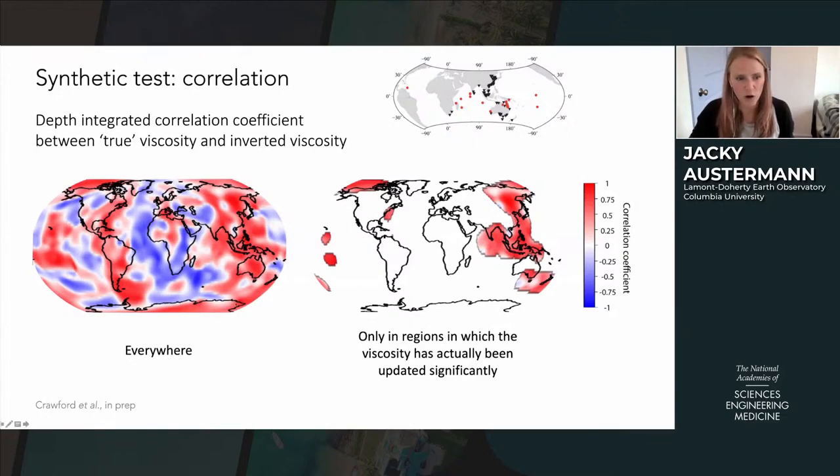You see overall, along the whole globe, in some regions we do better, in other regions we don't do well at all. However, if we only look at regions where we actually update the viscosity, so we're actually feeding information into our inversion, we are left with these regions that all have really high correlation. So we are actually able to recover some of the 3D structure through this tomography, viscosity tomography.